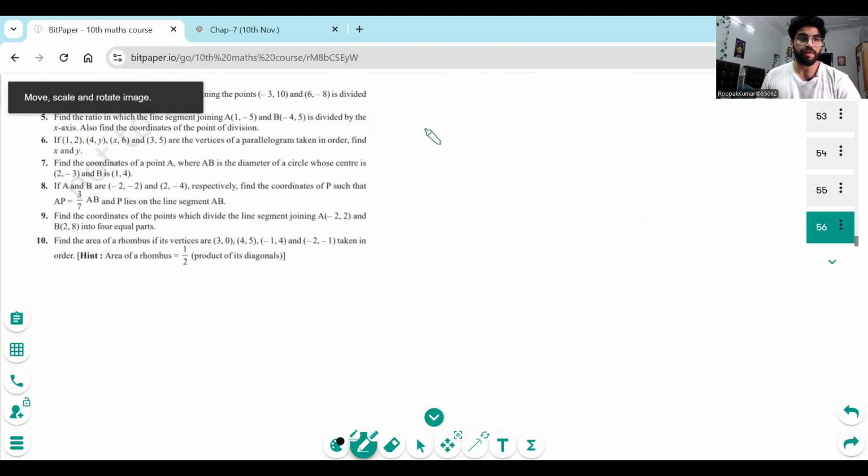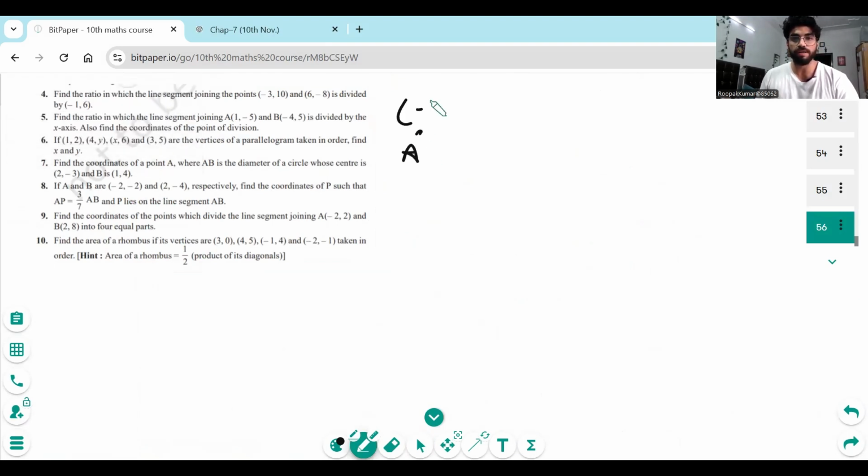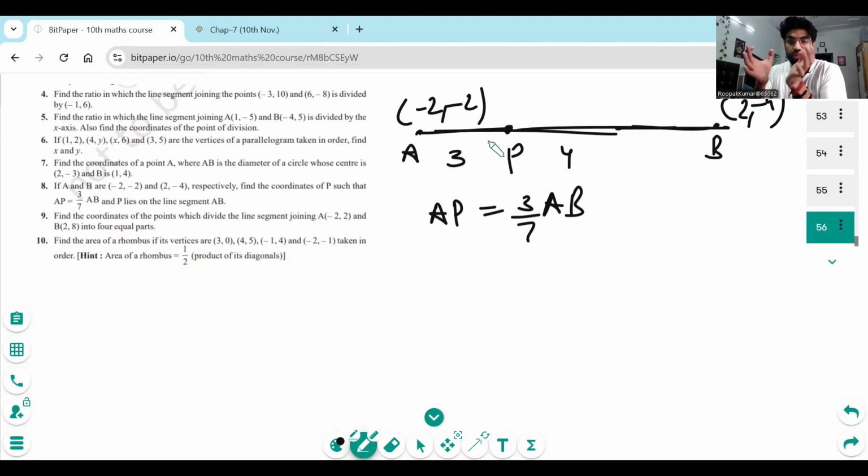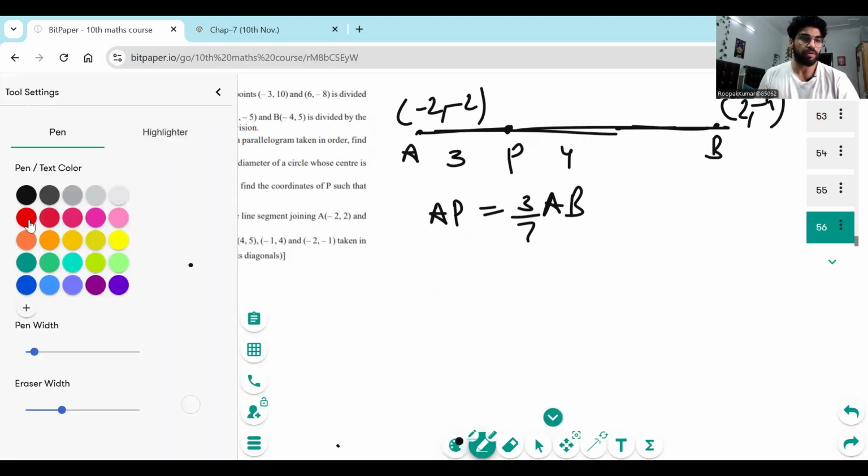Question number 8. If A and B are 2 points, that is A(-2, -2) and B(2, -4), and these 2 points are being divided by P in such a manner that AP is 3 by 7 of AB. I don't know if you understand this or not. It means this is 3 parts, this is 4 parts. Then only AP is 3 out of total 7 parts of AB. But if you don't understand that, I can show you also how it is done.